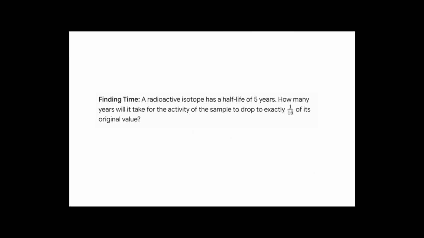The next question asks us to work out how long something will take if it has a half-life of 5 years to go down to 1/16 of its original value. There's the easy way and the hard way. We could do a table. So here we've got time, and here we've got, let's call this M for mass. So time 0, the mass is 1.